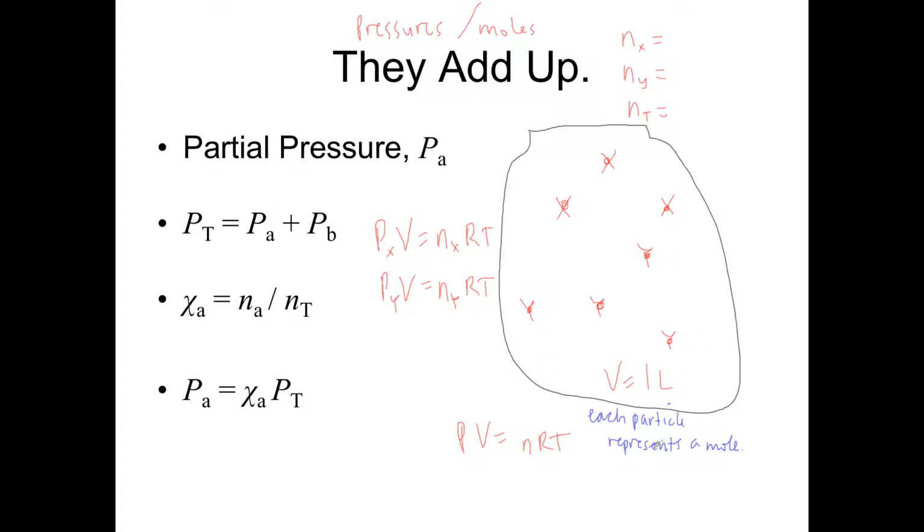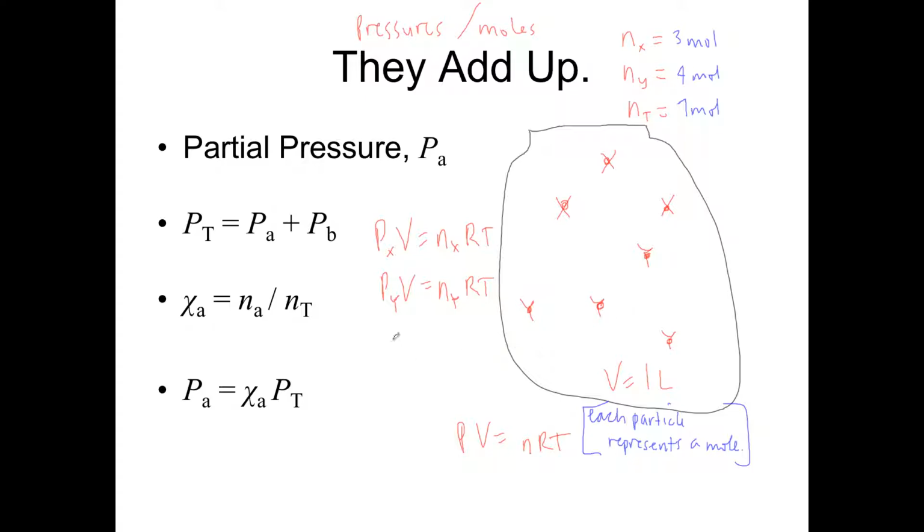Each particle represents a mole. So if that's true, what is the moles of X here? Can you see it? It's 3 moles. What's the moles of Y? 4 moles. And what's the moles total? It's 7 moles total if each particle represents a mole in here, okay? Do you see it? All right.